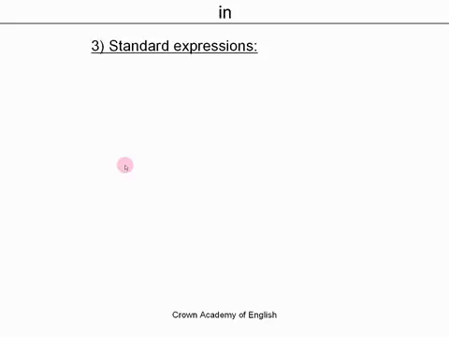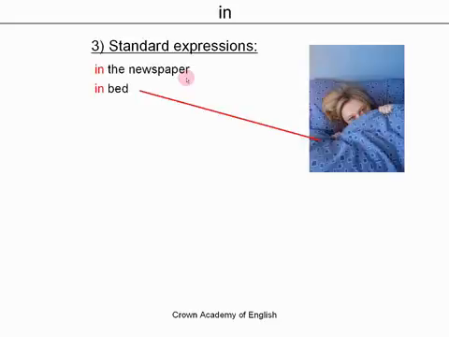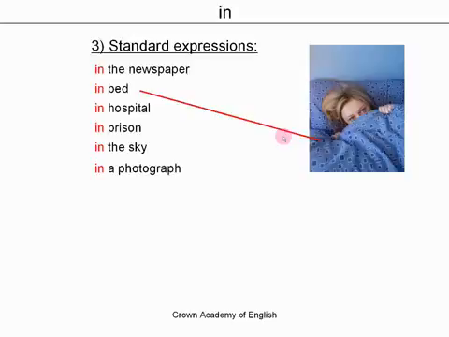And finally, there are some expressions again for the word in. In the newspaper. So we say, I read an article in the newspaper. In bed. So the girl is in bed. In hospital. In prison. In the sky. So the aeroplane is in the sky. In a photograph. There is a photograph of my parents. My parents are in the photograph.